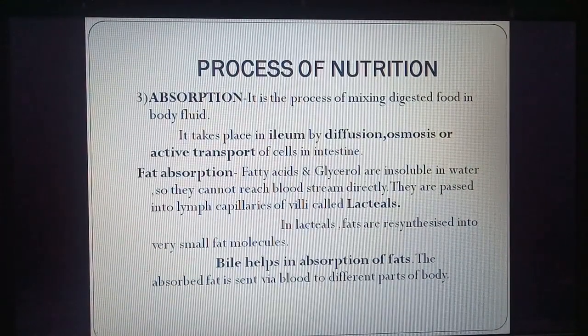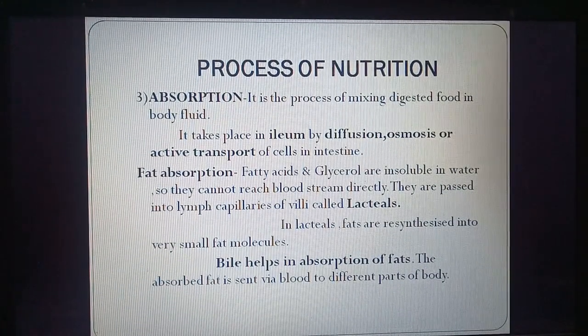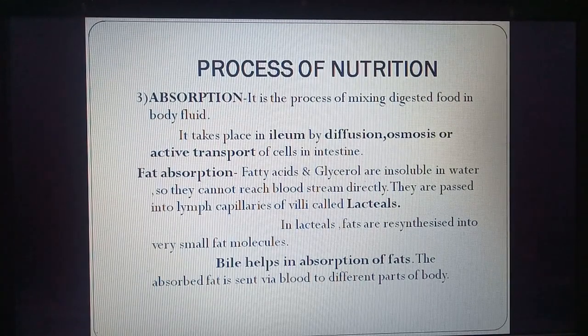The next process is absorption. It is the process of mixing digested food in body fluid. So the food which was digested or broken down is mixed with the body fluid like cytoplasm. It takes place in the ileum. So mostly absorption takes place in the last part of the small intestine. By diffusion, we know that diffusion is the movement of a substance from a region of higher concentration to lower.